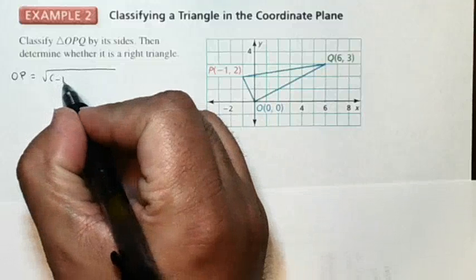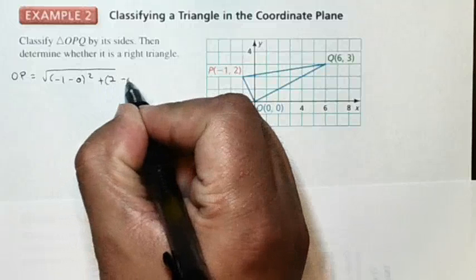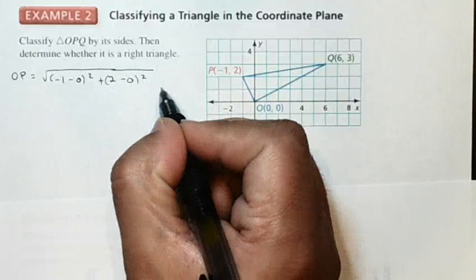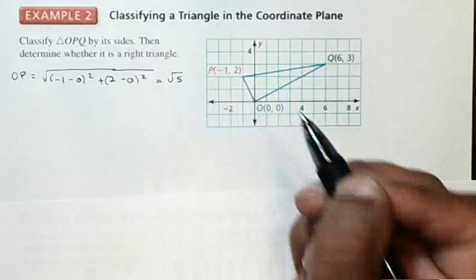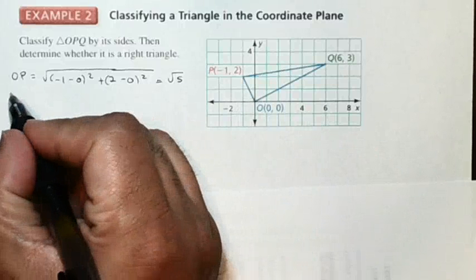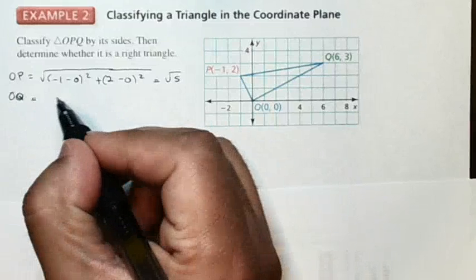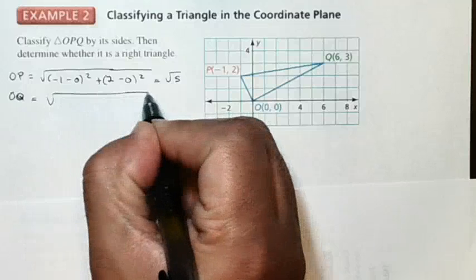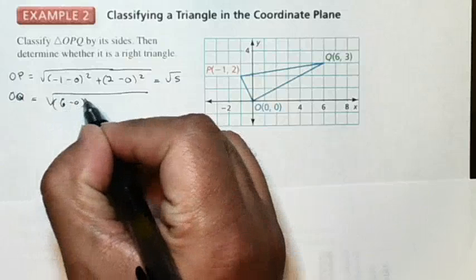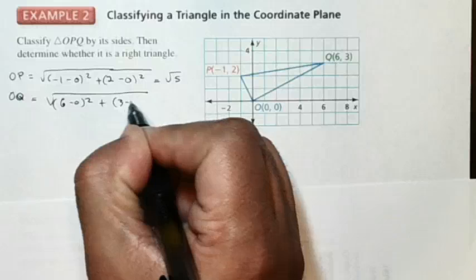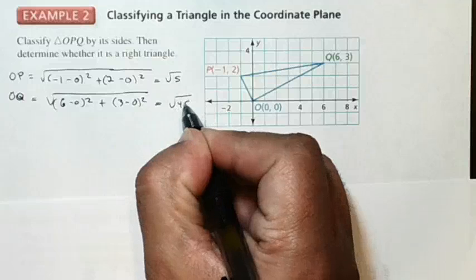So it's going to give me -1 minus 0 squared plus 2 minus 0 squared. And that comes out to be the square root of 5 if I simplify that. And if I do O to Q, I'll put that in the square root. I'm looking at the coordinates. It's going to be 6 minus 0 squared plus 3 minus 0 squared, which ends up being square root of 45.